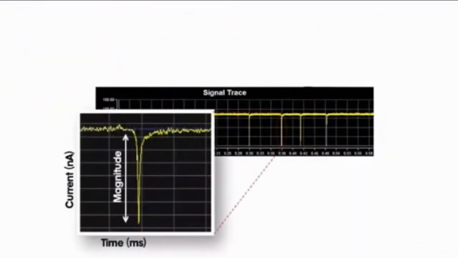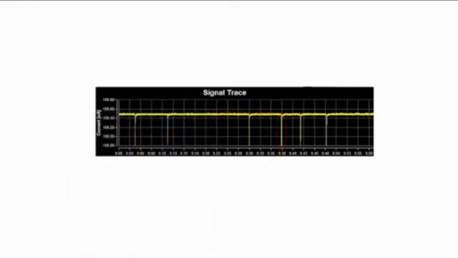The height of the signal determines the size of the particle. The duration, or time particles take to pass through the pore, allows determination of particle charge. Finally, the rate at which particles pass through the pore determines the sample concentration.